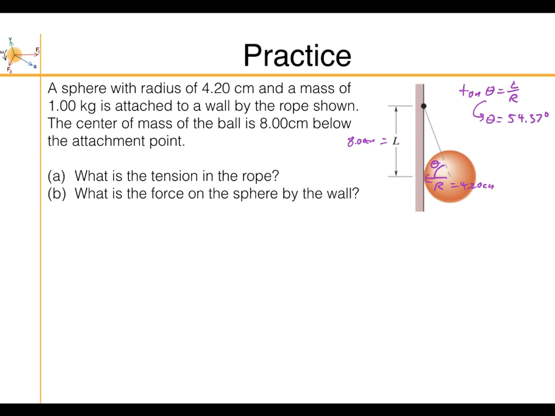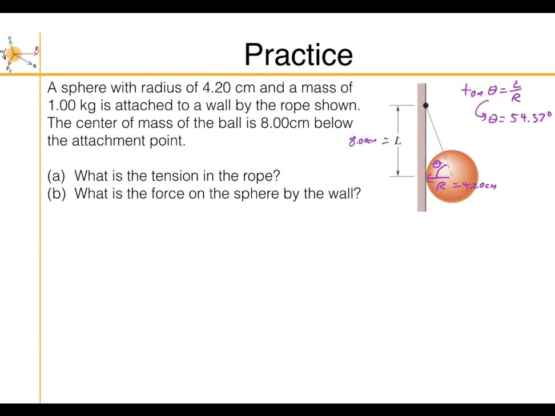So what's the tension of the rope and what's the force on the sphere by the wall? This one we can actually do with just forces, without torques, I believe. Let's draw a free body diagram for this case. There's going to be a force downwards on the ball, a tension that way, and then a normal force from the wall pushing on the ball.